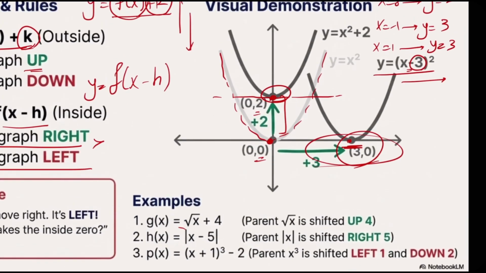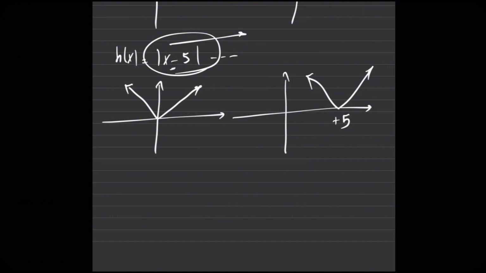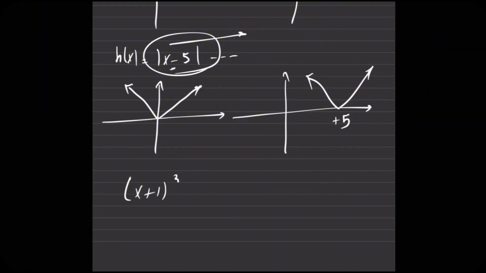And the final one is h of p of x plus 1 to the power 3 subtracted by 2. As you can see, I have 2 of them. Not only do I have to shift it to the top, I also have to shift it to the left or bottom itself. So again, let's look at this. P of x plus 1 to the power 3 minus 2. As you can see, I have a minus 2.